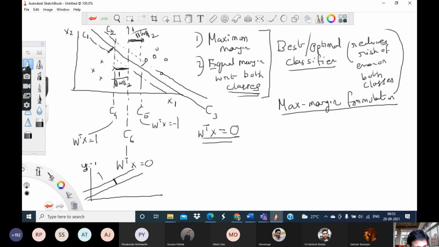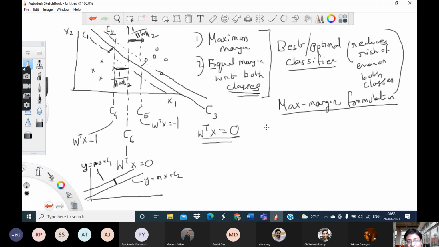Sorry, y is equal to mx plus c1, and this is y equal to mx plus c2, right? So if these are the two lines, then what is the Euclidean distance between them? I'm sure you have studied these kinds of problems when preparing for your JEE. Based on applying some of the formulas we learned at that time, we will be able to work out that in this case both of these distances are equal to 1 by the L2 norm of W, right?